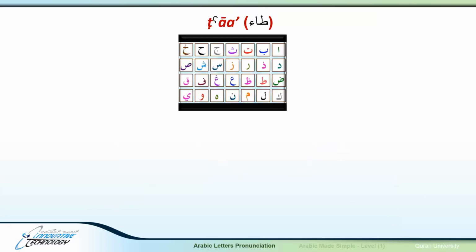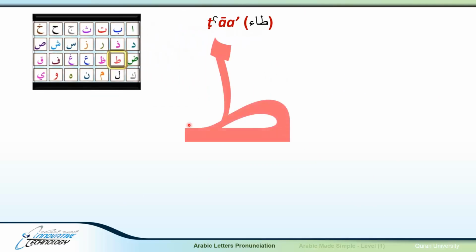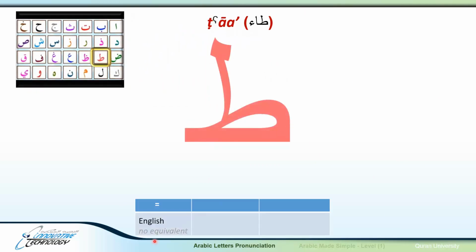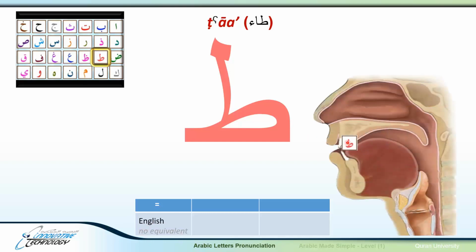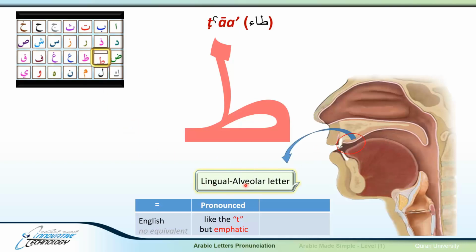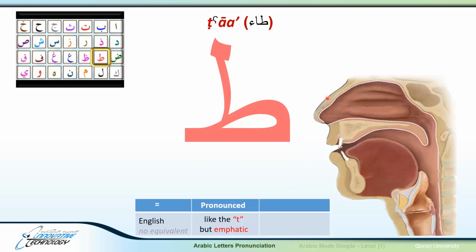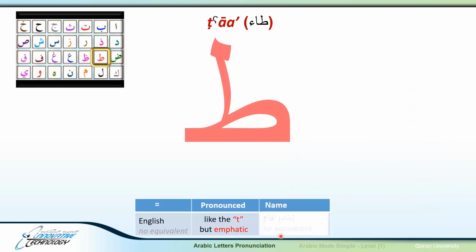The next letter is the Ta. Ta looks like this, and it has no English equivalent. It's like the T, but more emphatic, articulating between the alveolar part of the hard palate and the top of the tip of the tongue. Lingual alveolar letter. We call it Ta.